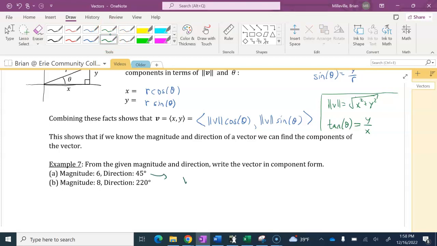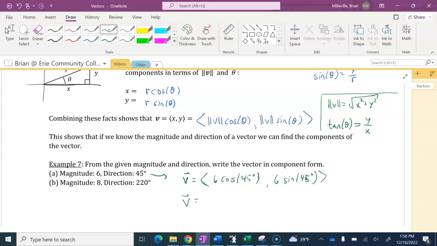Let's write the vector down. So we want to write its components out. Putting in the magnitude, in the formula up above, the magnitude is 6. So we're just going to put in 6, times cosine of 45 degrees. And then the y component is going to be the magnitude times sine of 45 degrees.